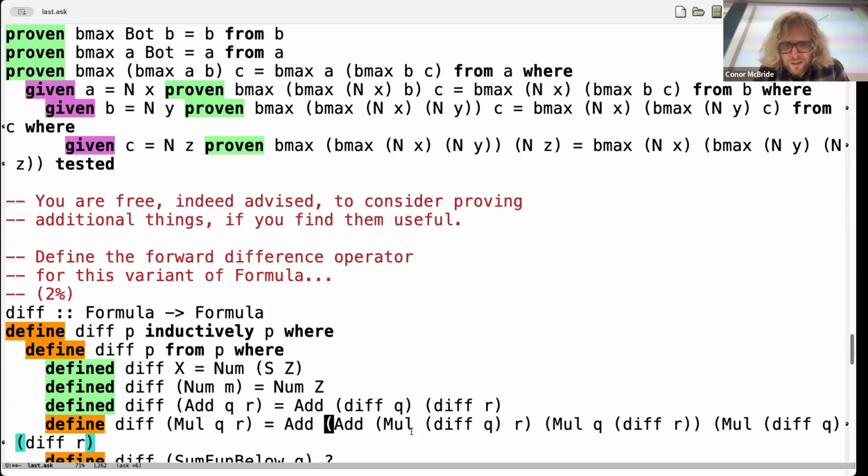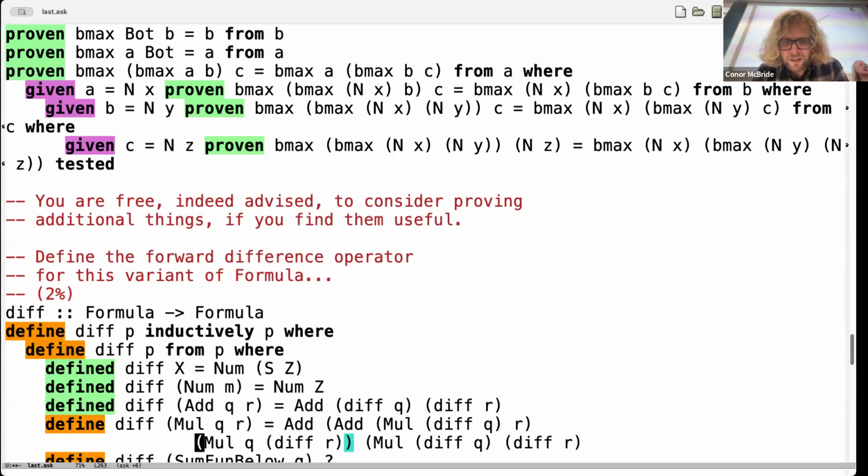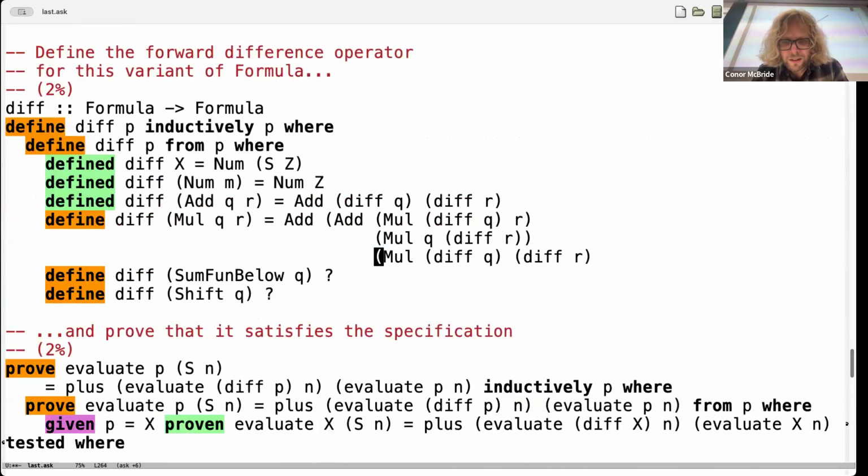And that mul of diff Q diff R, in infinitesimal differentiation, that's vanishingly small. That's an infinitesimal, but we're not doing infinitesimal differentiation, and that term is going to survive.